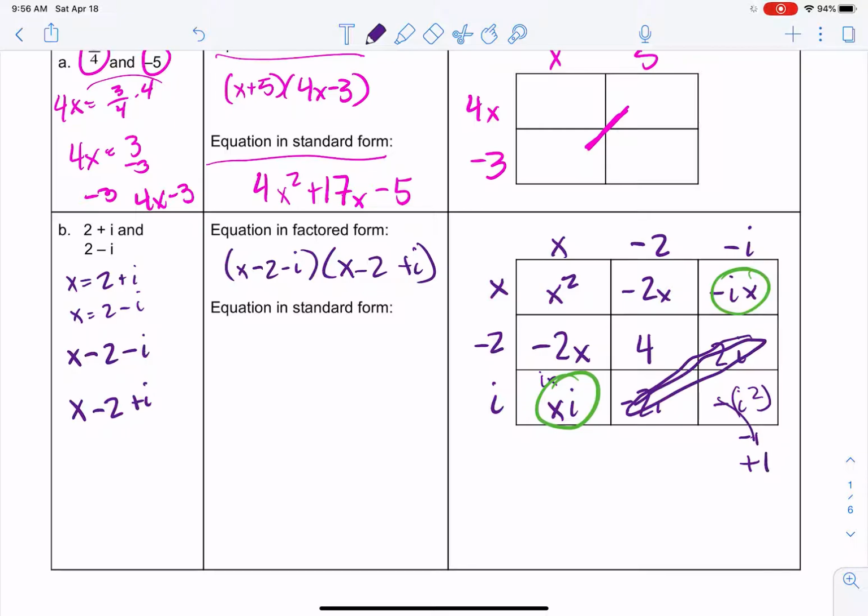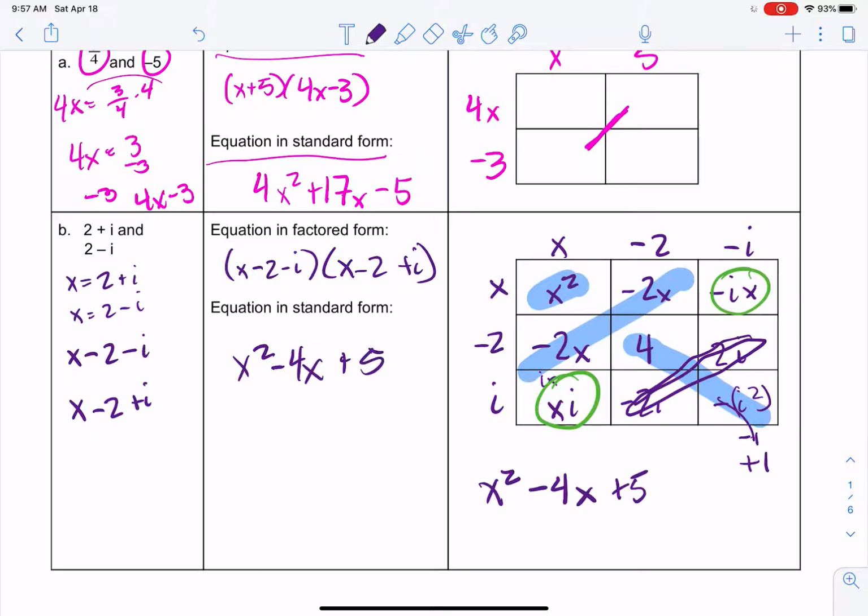Now we're going to combine our like terms. So for our like terms, we just have x squared by itself, so that comes right down. And then we have negative 2x and negative 2x for a total of negative 4x when I'm adding those like terms. And then our last like terms are right here: 4 plus 1 gives me 5. So that is my standard form.